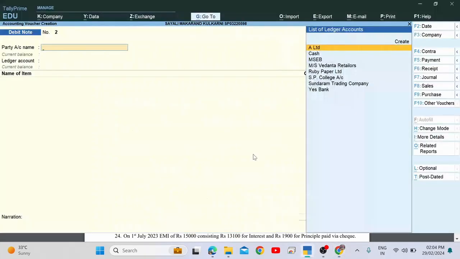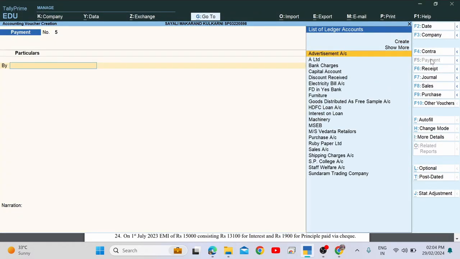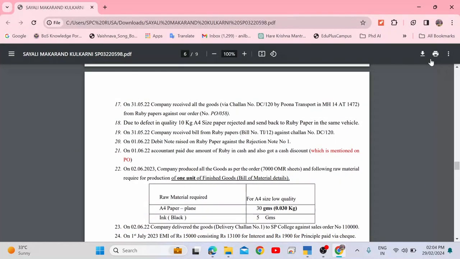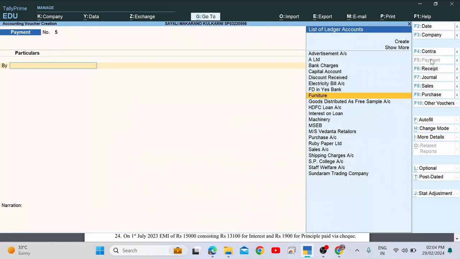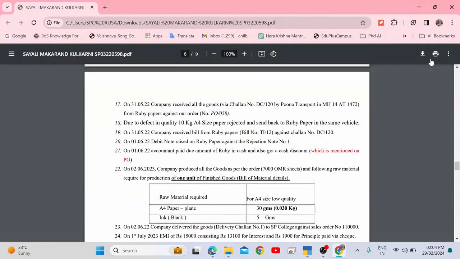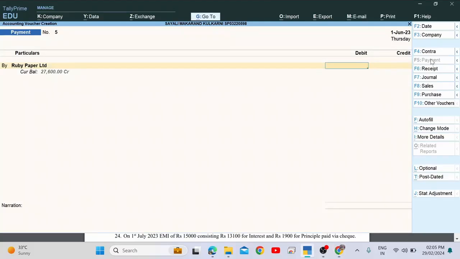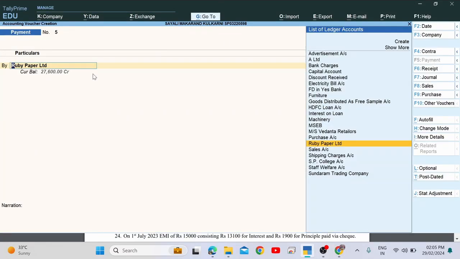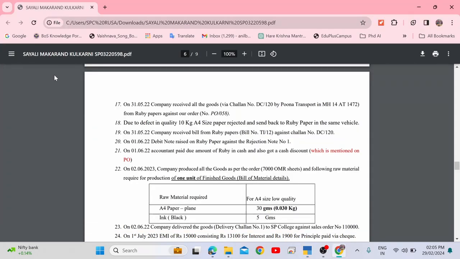Paid means which voucher type? Payment voucher type. Therefore, F5, payment voucher type. Then you're paying Ruby paper. Therefore, you can select Ruby paper to cash. This is the entry. Therefore, here Ruby paper, Ruby paper. And then how much to Ruby paper? How much amount is due? You will get information about the amount due here. 27,600. This much amount is due. 27,600.